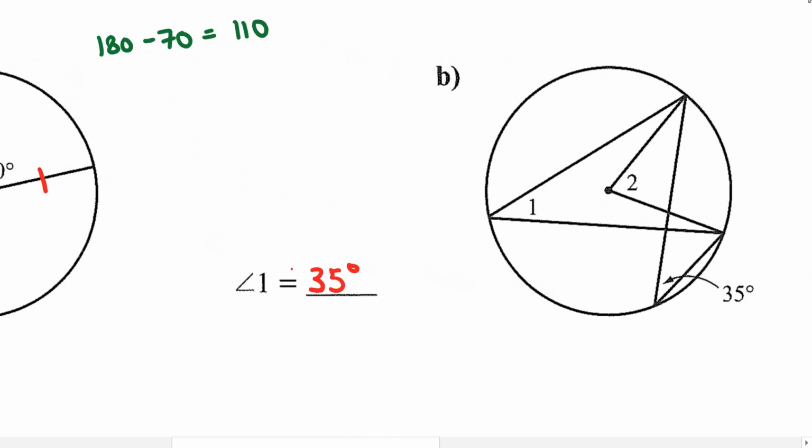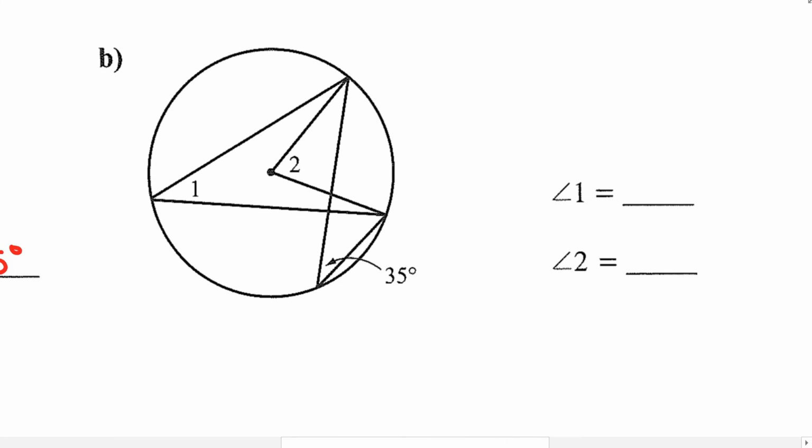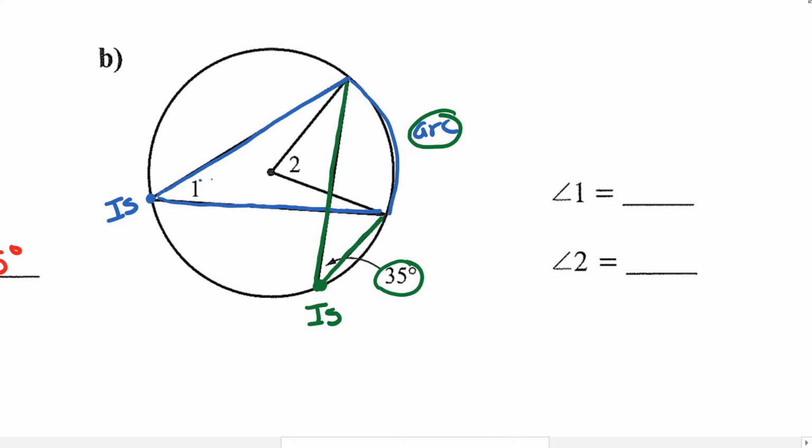Okay, let's move on to letter B. For letter B, I need to find angles 1 and 2. Now angle number 1, this is an inscribed angle because it opens to this arc right here. And you'll notice that just below here, this is also an inscribed angle because it's an angle that opens at the edge of a circle. And if I follow its sides, it also opens to that arc. So if this is 35 degrees, that means angle number 1 also has to be 35 degrees, because inscribed angles that open to the same arc are equal in angle value.